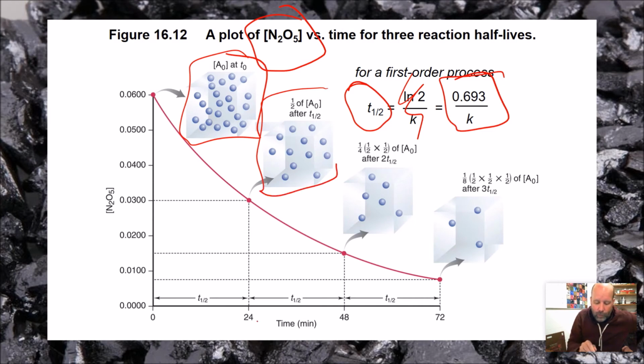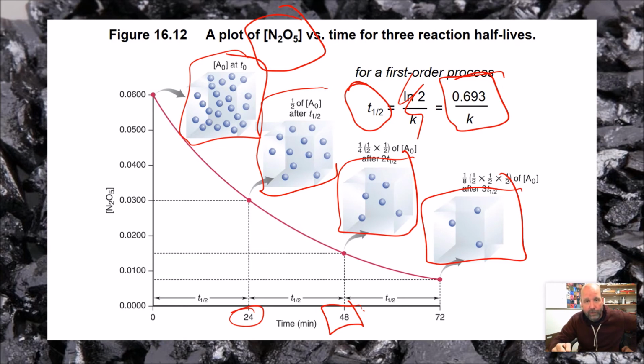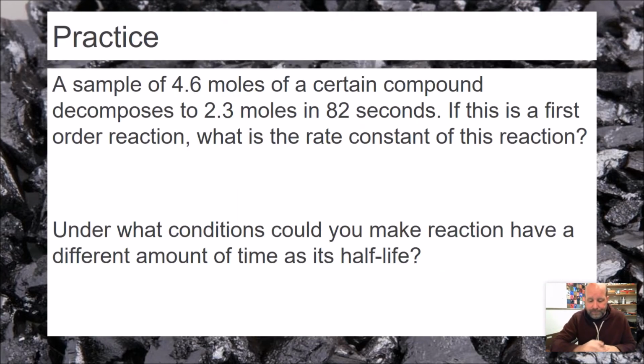At one half-life, 24 minutes in this case, there's exactly half of the amount of the reactant. After another half-life, another 24 minutes, so 24 plus 24 is 48, so 2 half-lives, we're at a fourth. Then we're at an eighth after 3 half-lives, right? So 1 half-life, we're at a half. 2 half-lives, we're at a fourth. 3 half-lives, we're at an eighth. So we're just cutting it in half every time. 16th, 32nd, 64th, etc.